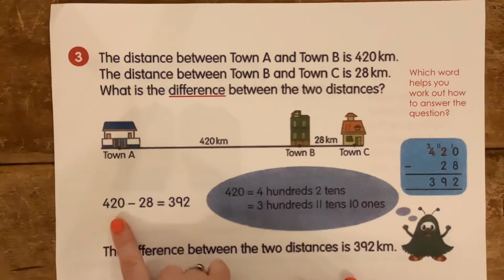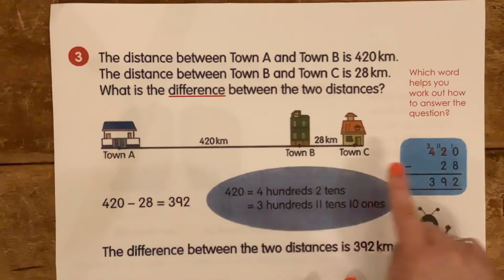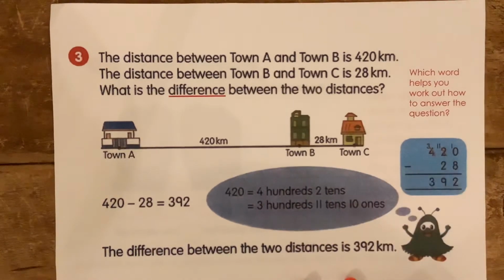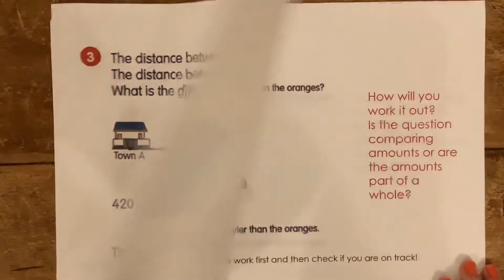So again, we've got it written as a number sentence here, or we've got a column subtraction. And we know that 420 take away 28 is 392. So the difference between the two distances is 392 kilometres. And again, we put that into a nice sentence.